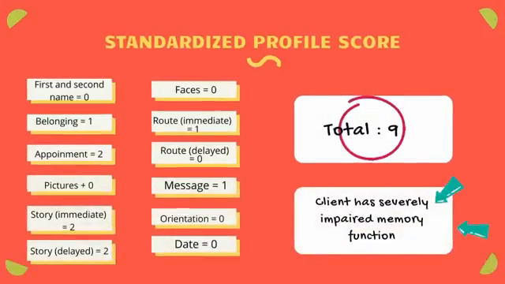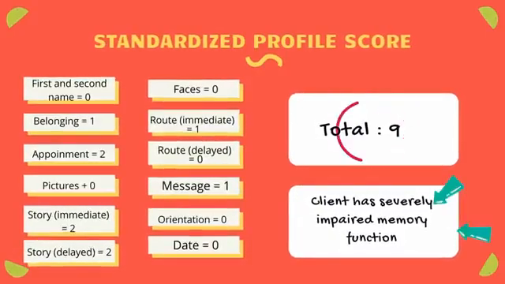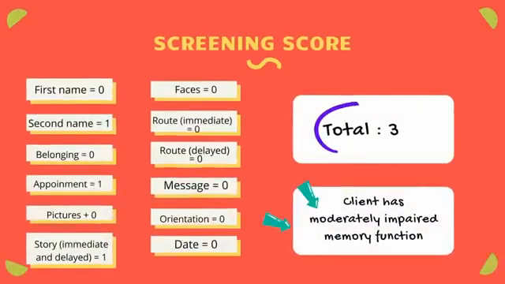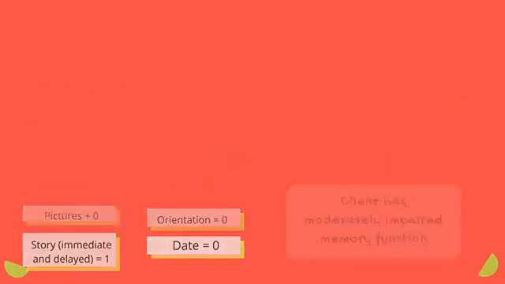The total standardized profile score that the client gets is 9, so it indicates that the client has severely impaired memory function. The total screening score that the client gets is 3, which indicates that the client has moderately impaired memory function.